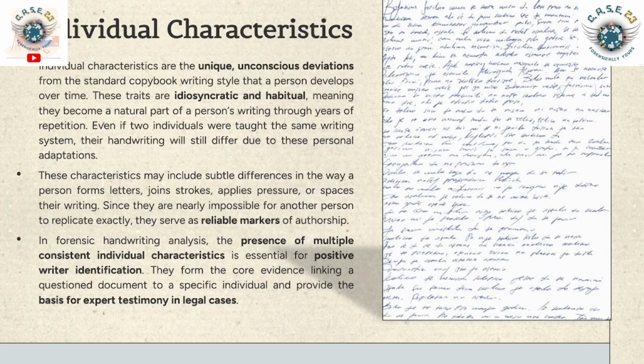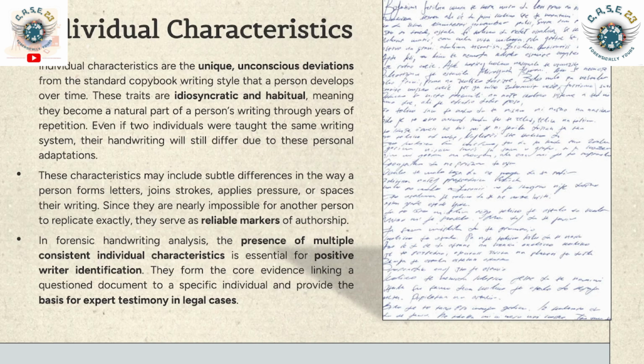Okay, now that we have explored class characteristics, let's turn our attention to something which is more personal and powerful in the world of forensic science, that is mainly handwriting analysis. These individual characteristics. So what are they? Now, individual characteristics are those tiny, unique details in your handwriting that you don't even realize you have.